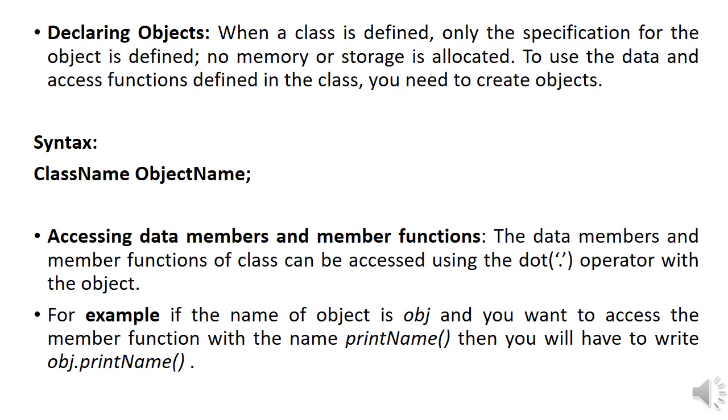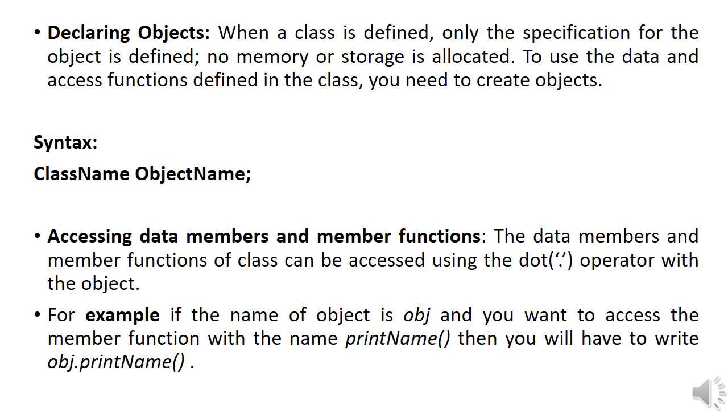Next, we will see how to declare an object for a class. When a class is defined, no memory or storage is allocated for that class. If you want to allocate memory for a class, you have to create an object of that class. Then only you can use the data and access functions defined in the class. The syntax for creating an object for a class is the class name followed by the object name.